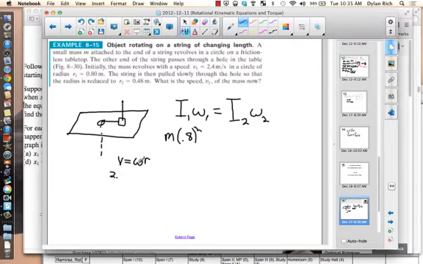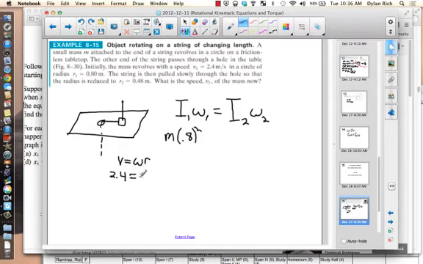What's the units for this? It's radians per second. Remember, radians is unitless. Times a length, which is meters. So radians per second times meters gives you meters per second. Okay. Go ahead and pull out your calculator.